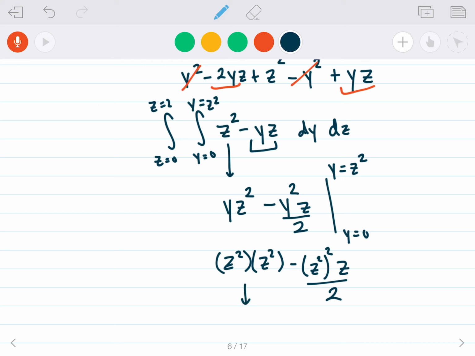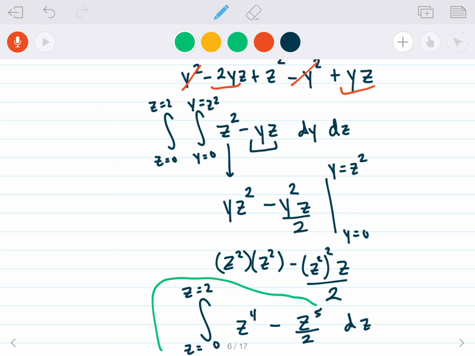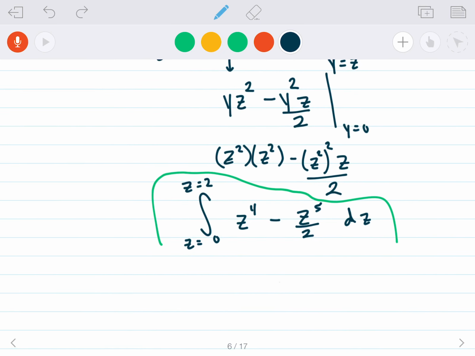Okay, so this becomes z to the 4th minus, this is z to the 4th times z, which is z to the 5th. So that's z to the 5th over 2. And I'm going from z equals 0 to z equals 2 dz. So right now I'm trying to integrate this, and that will be my last step. I'm integrating with respect to z. Now let's move this. I guess I can go down a little bit more. Cool. All right, let's go ahead and integrate this.